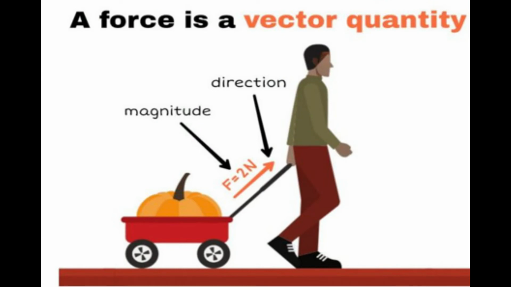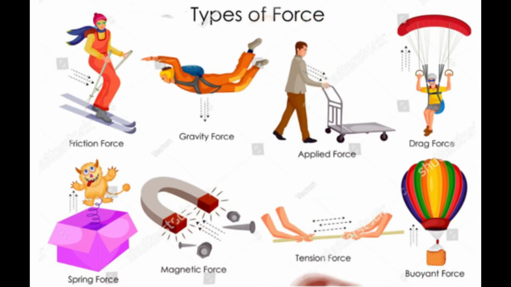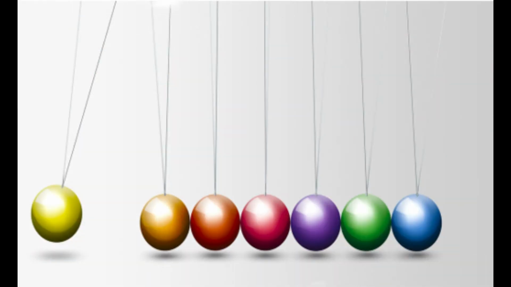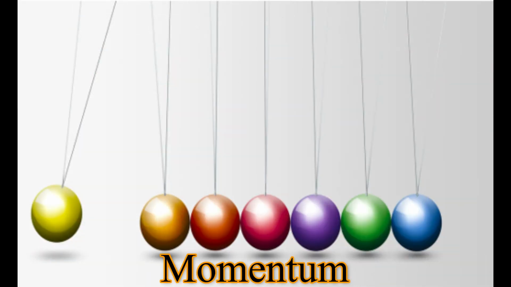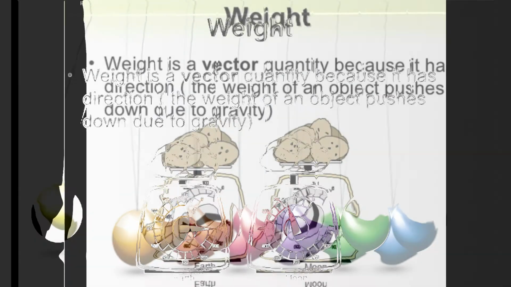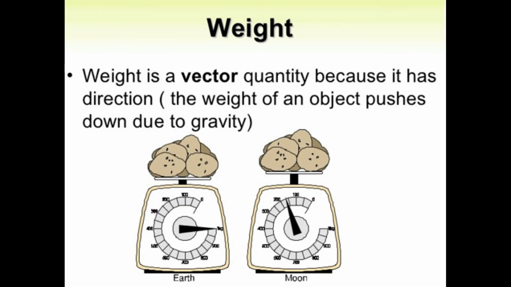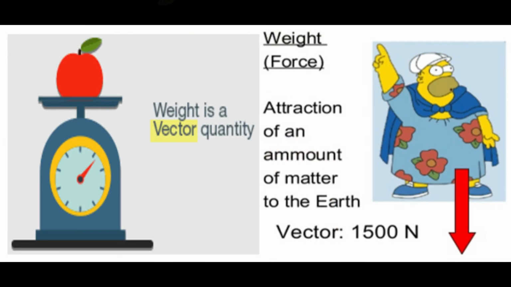Next, we have force. A force is a vector quantity. Next, we have momentum. इसके बाद हमारे पास आता है weight, जो कि हमने पहले क्लियर किया है कि weight is a vector quantity because we know that weight is always acting downwards. इसकी एक डायरेक्शन है. So, because it has a direction, it is a vector quantity.